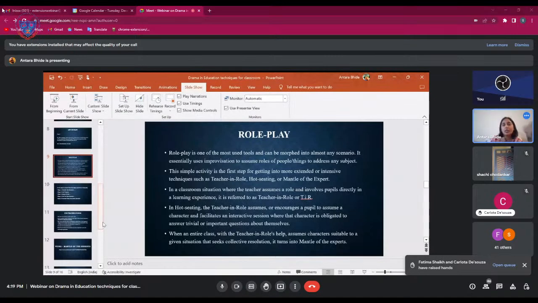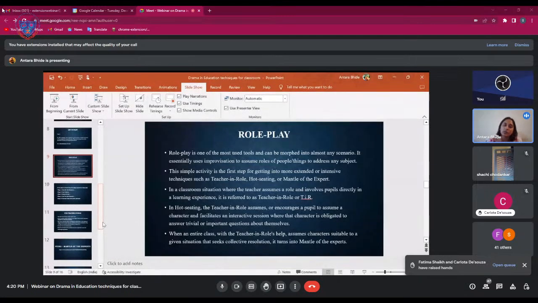This is a very simple activity and it's the first step to get into more complicated and more intensive techniques like teacher in role, hot seating, mantle of the expert, role on the wall. There are so many different kinds of drama in education techniques that use role play in them.